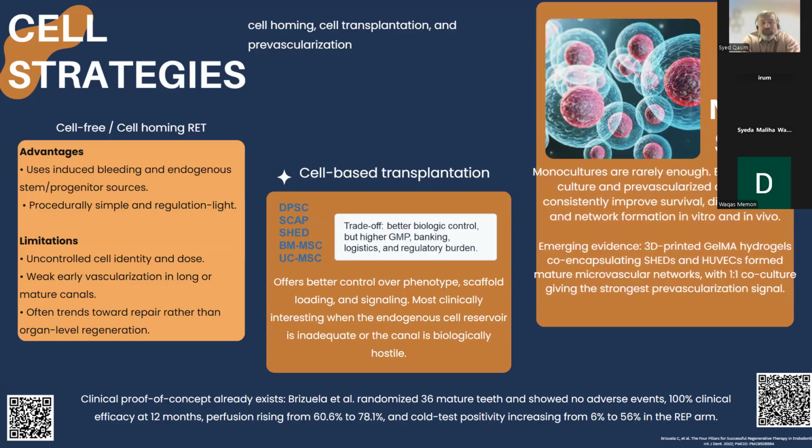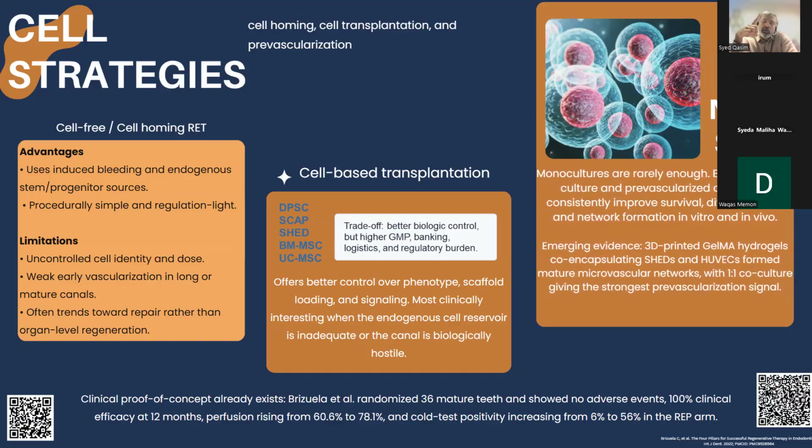The next step is that monocultures are rarely enough. That means you cannot use a single cell line. Monocultures means a single cell line, and multiple cells or co-cultures can be used. So endothelial co-culture and pre-vascularized constructs consistently improve survival, differentiation and network formation in vitro and in vivo. That means you cannot use one cell type, you have to use 2 or 3 cell types to achieve proper vascularization, and when you're talking about true regeneration.